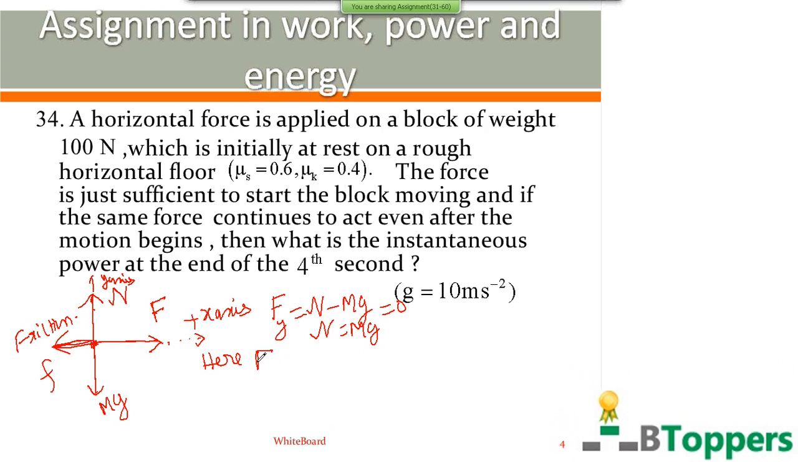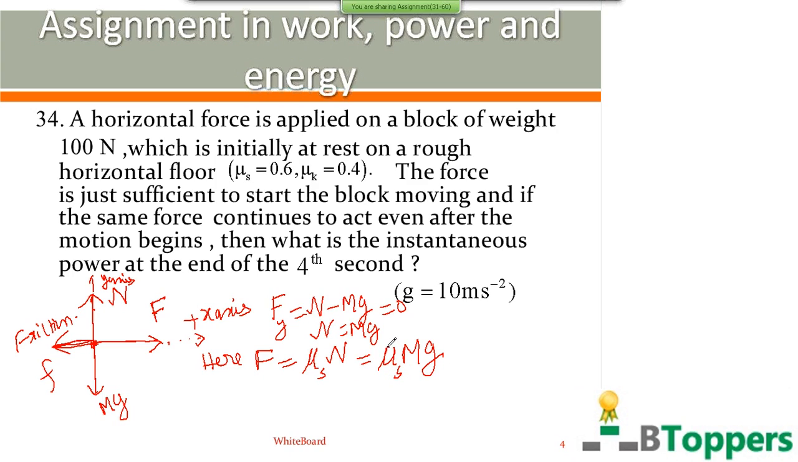Here the horizontal force applied on the block is just sufficient to start the block moving. That means the magnitude of the horizontal force applied on the block can be taken to be equal to the magnitude of the limiting force of friction. Because if the block is initially at rest, the block starts moving only when the magnitude of the horizontal force applied on the block just exceeds the magnitude of limiting friction.